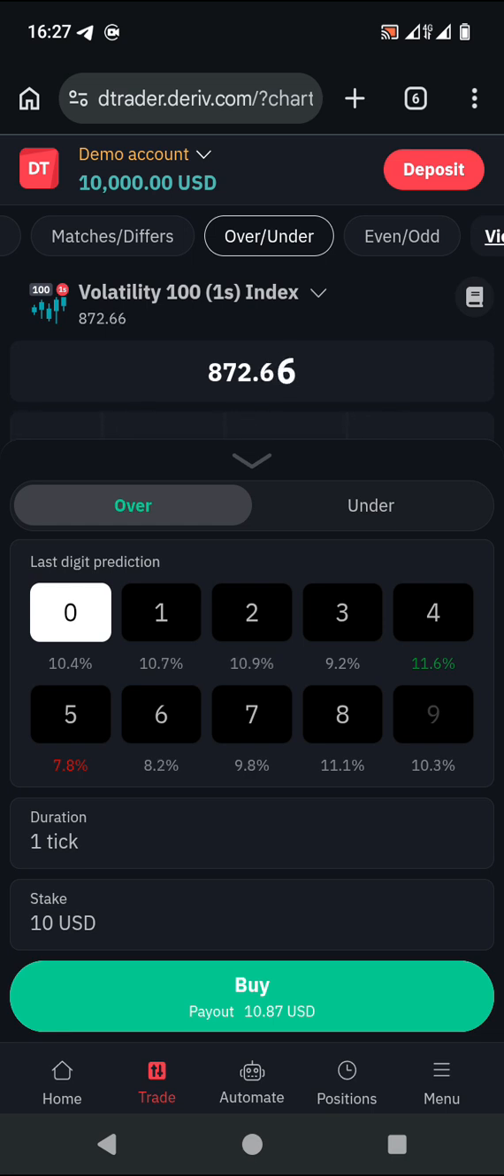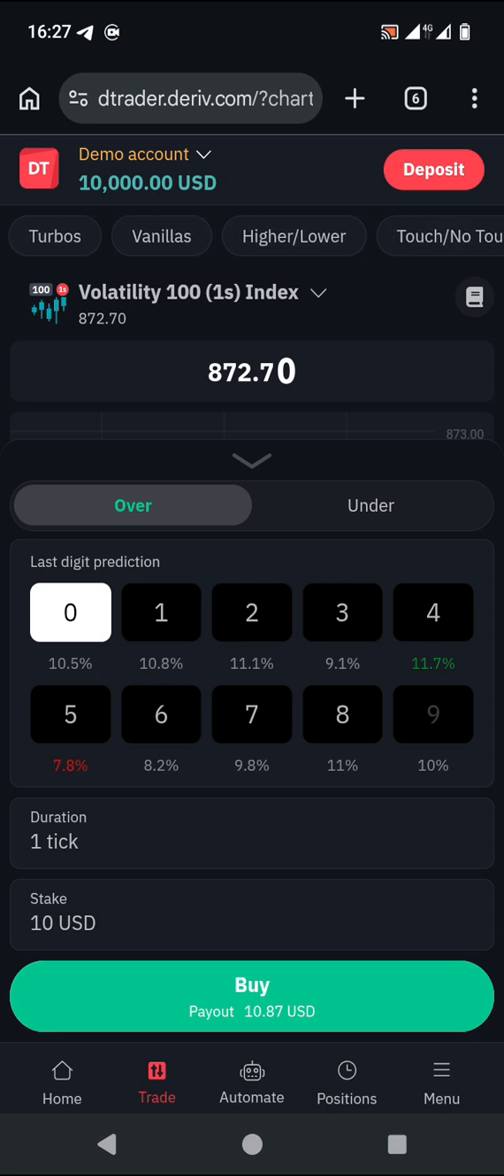Now this is how you trade it. After creating your Deriv account, you will find yourself on this interface. Make sure you create your Deriv account, verify it, then after logging in you will find yourself here. This is the new Deriv interface. So up here you will see different trading types, which are rise and fall, accumulators, multipliers, turbo, vanilla, high and lower, touch and no touch, matches and differs, over and under, then even and odd.